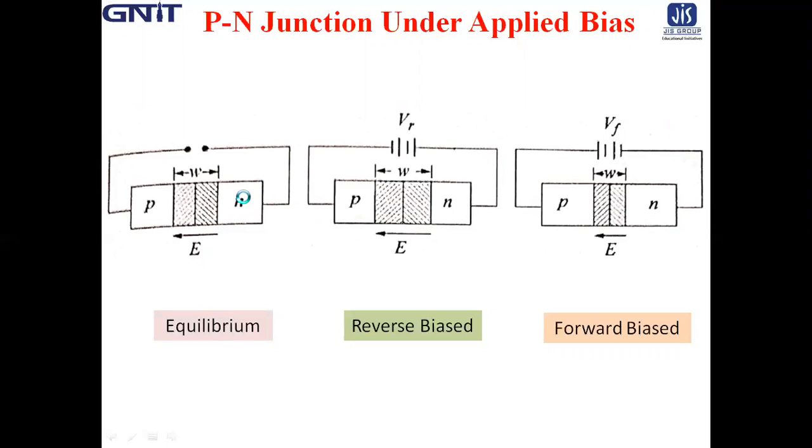So in the next class, we move to the energy band diagram for reverse bias as well as forward bias condition, and see the direction of diffusion current and drift current.